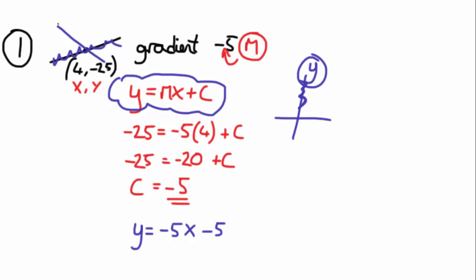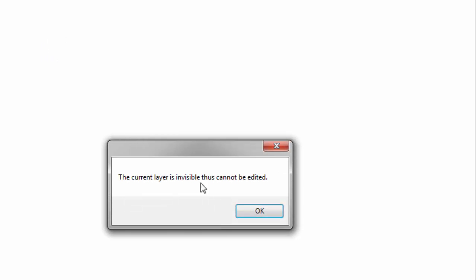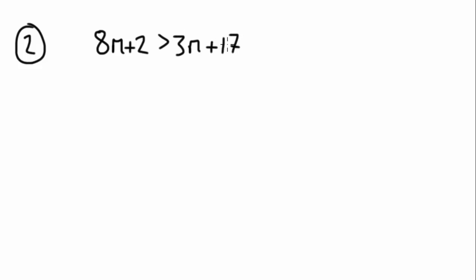Now if I have a wee look at question 2. Question 2, we've got 8m plus 2 is greater than 3m plus 17. Okay, that's a wee m there. What we need to do is solve the inequation, so we solve it the same way as an equation. I'm going to subtract 3m from this side, because we're going to have all the m's over on this side.